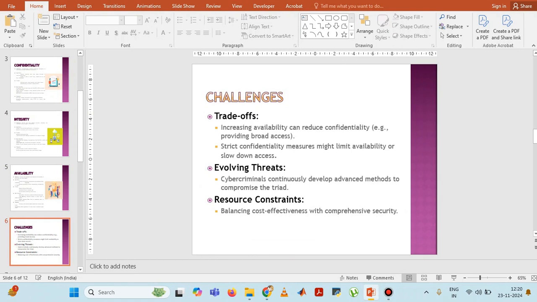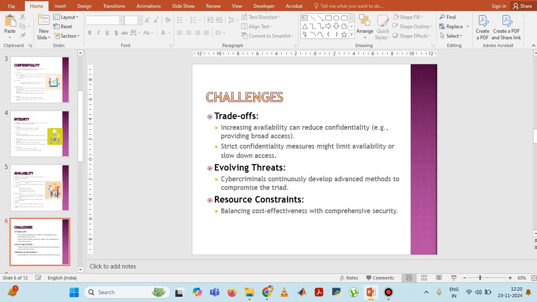Okay, what are the aspects? First of all, we have to discuss the challenges of the CIA Triad. The CIA Triad is basically a very advanced model which is used in data security, cyber security, information security. So there are some challenges nowadays which we are facing using the CIA Triad.